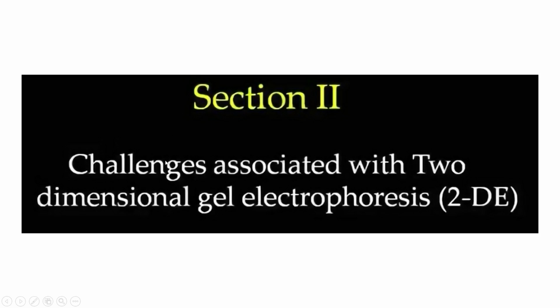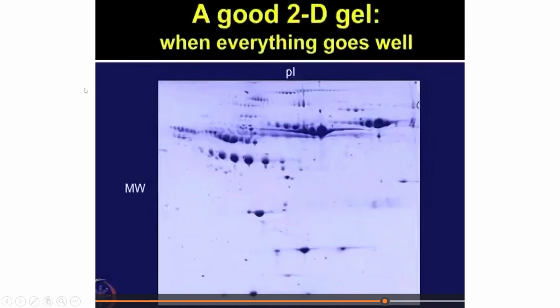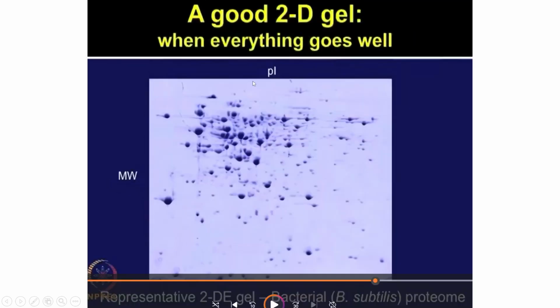And similarly, what certain challenges we observe in terms of two-dimensional electrophoresis. So these are certain examples. This is a very good example, where very well separated proteins are achieved, each and every spot is visible, and these spots can be visualized from the software. Similarly, this is a good example of the bacterial B. subtilis proteome. Each and every spot is clearly visible here. So this is a good gel.